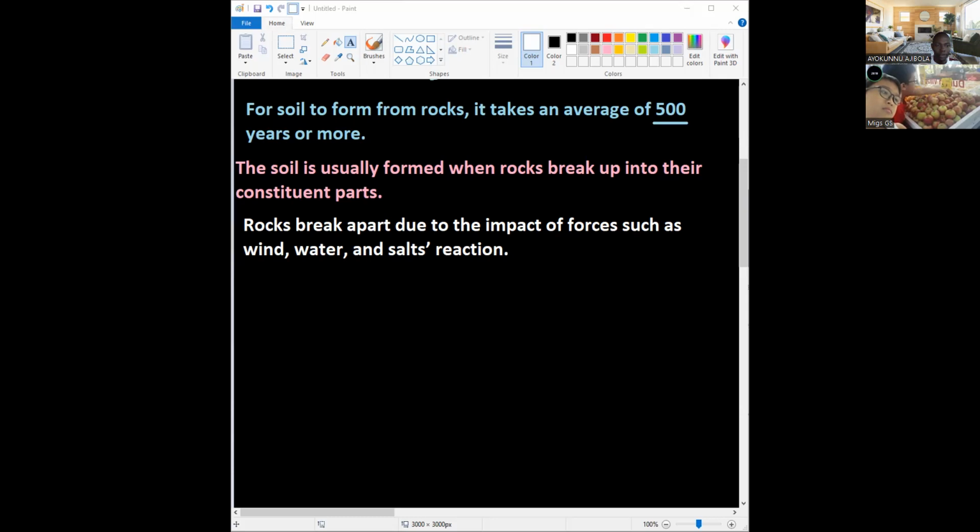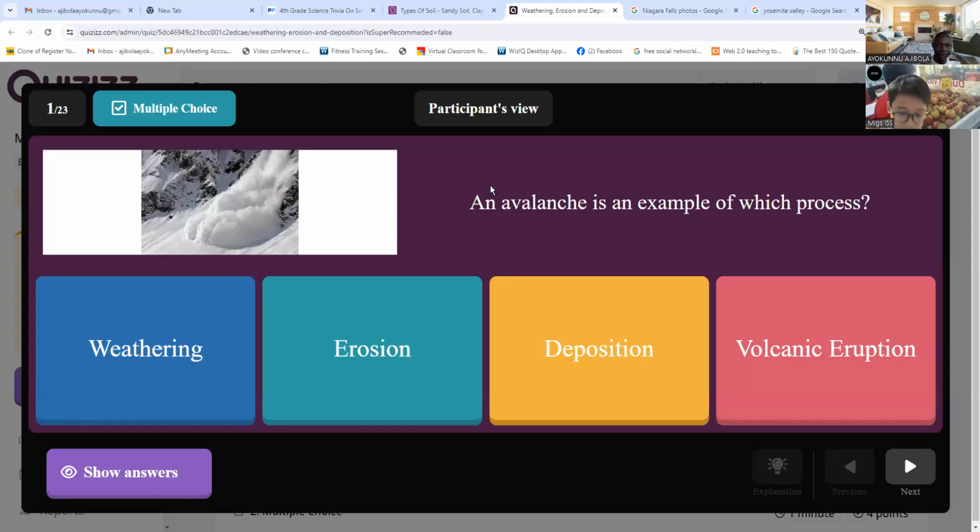Okay, I'll be sharing a screen right now to answer some questions relating to this concept of soil. So are you ready now to view those questions? Okay, fine. So let me know once you can see the questions. Can you see the first question?